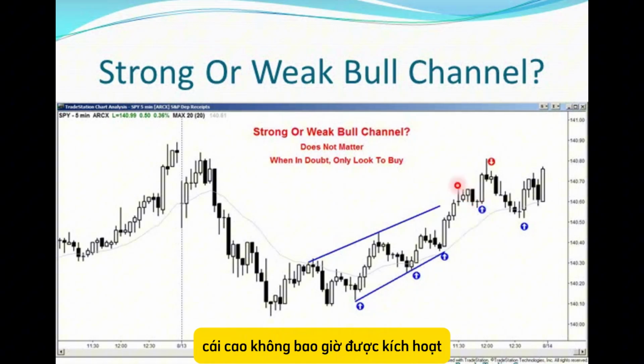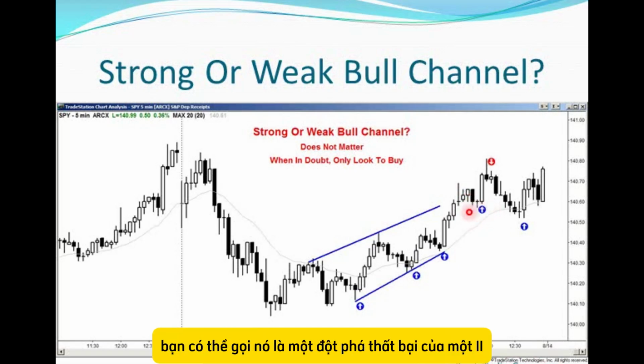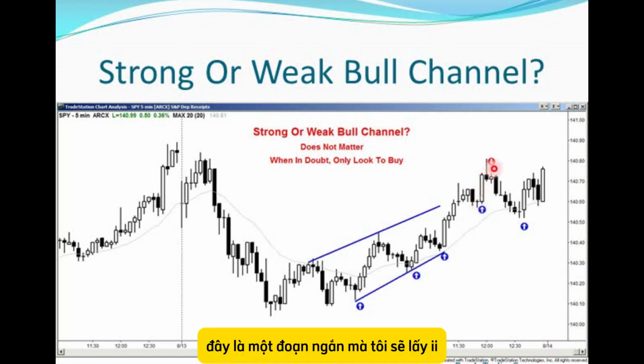The high 1 never triggered. The market went up and down, and then up and down. So it is a high 2. You can call it a high 1 if you want. You can call it a failed breakout of an II. We have an inside bar, bear breakout, and immediate reversal up. This is a short that I would take.